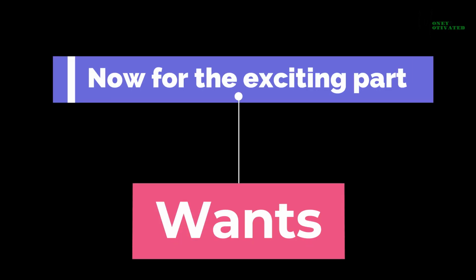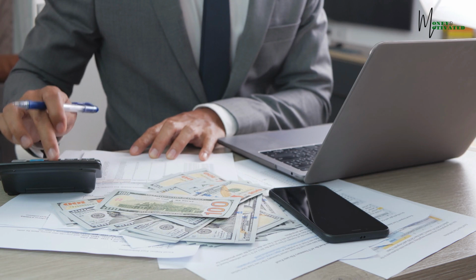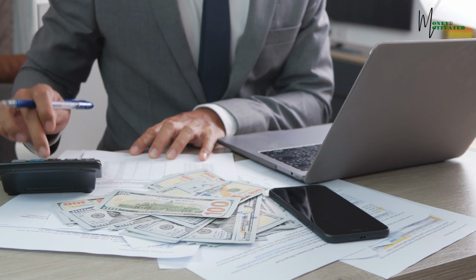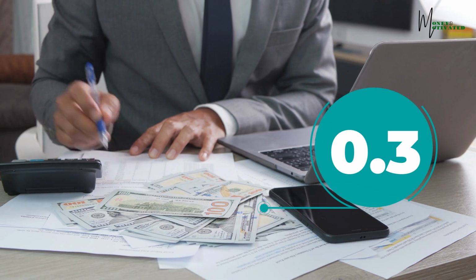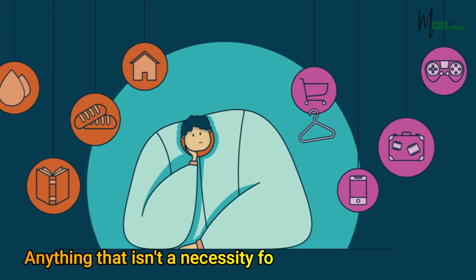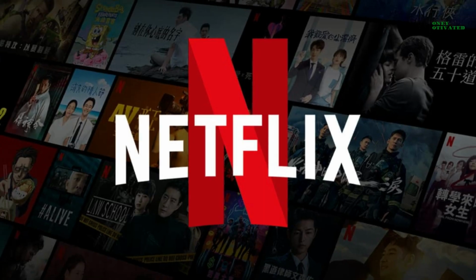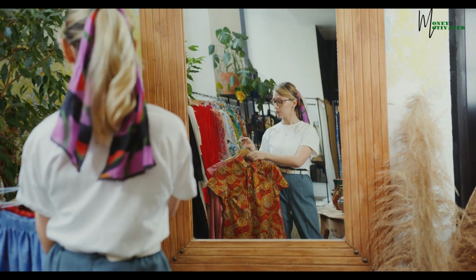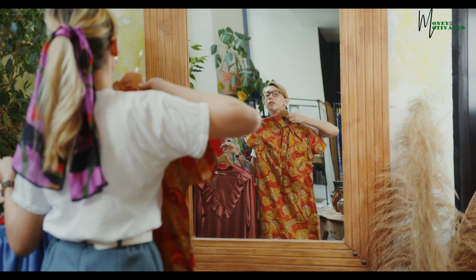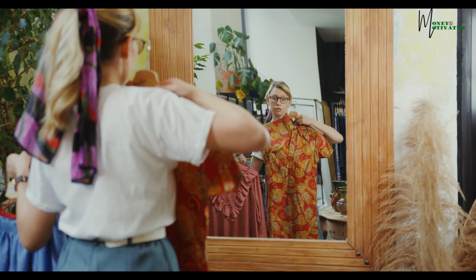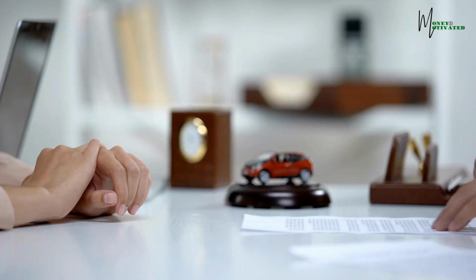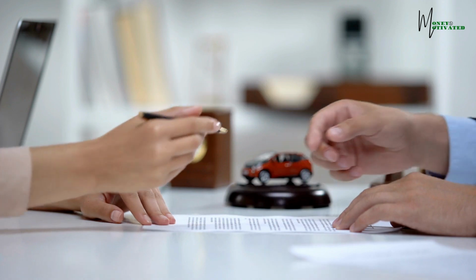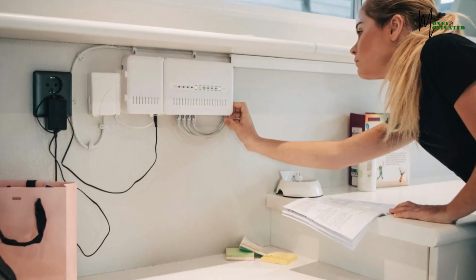Now for the exciting part: wants. The amount you have in this category can be calculated by multiplying your monthly take-home pay by 0.3. Anything that isn't a necessity for survival is a want. Wants include things like vacations, cable and Netflix, gym memberships, and eating out. Additionally included in the category are trips to the salon and clothing purchases. The line blurs when it comes to costs that you might regard as necessary, but that you could actually do without. This might entail leasing a large car rather than an economy model or installing high-speed internet in your apartment.